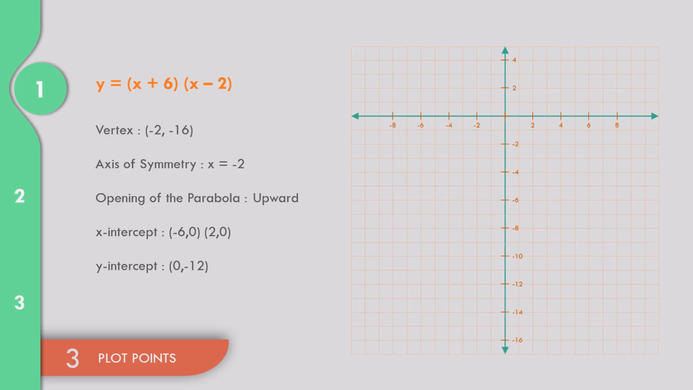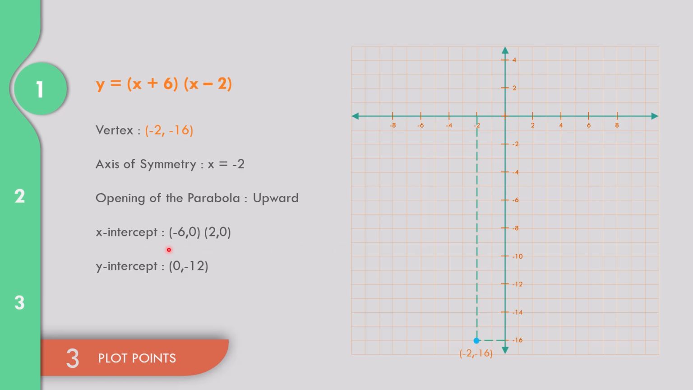Let us sketch the graph. The vertex is negative 2 and negative 16. So let us plot the points: negative 2, negative 16, that is in quadrant 3. And then x is equal to negative 2, this is the axis of symmetry, x equals negative 2.